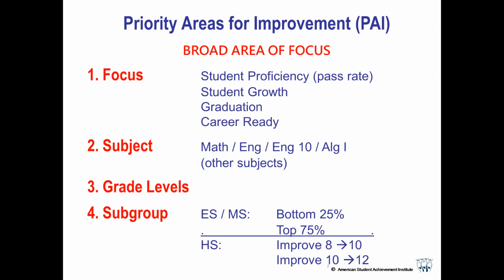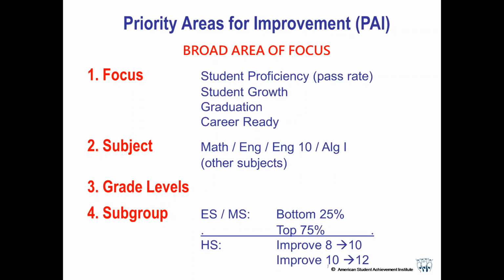And then what's the subject? Is the subject math, English, in ISTEP, or is it English 10 or Algebra 1? And then you'll notice too that it says other subjects. We also, in SI2, think that schools should have PAIs in many areas besides math and English. So you have the option of putting in subjects like social studies or biology or other subjects besides math or English. Then we'll ask you, is this a broad area of focus for what grade levels?